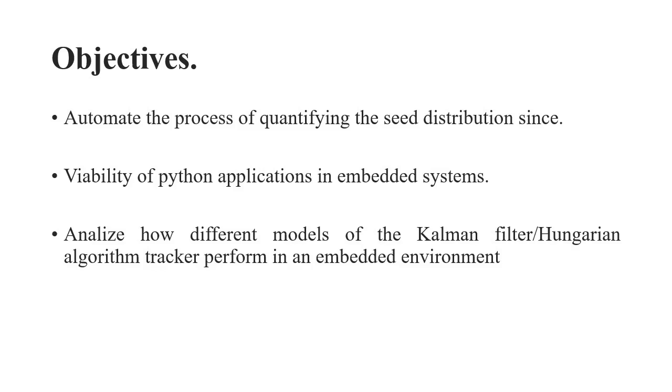The software targets two platforms, Android and Raspberry Pi. We studied the viability of Python applications in embedded systems in comparison with the Android application, that is used as a base, since from prior work, the performance of the Android version was deemed good. We analyzed the performance of Python as an embedded programming language, as well as how different models of the Kalman filter and Hungarian algorithm perform in an embedded environment, and if they have a larger effect in the tracker performance.